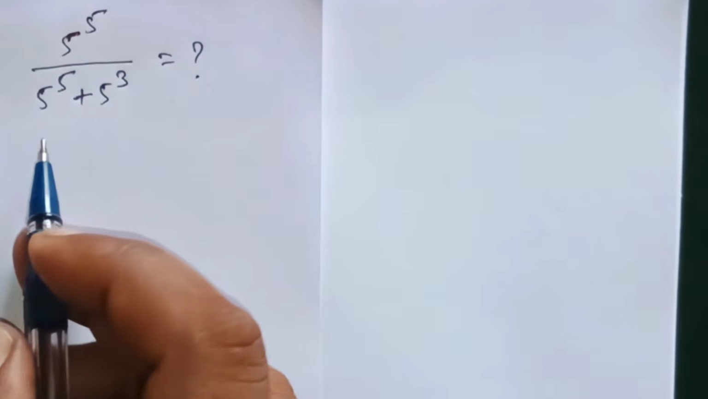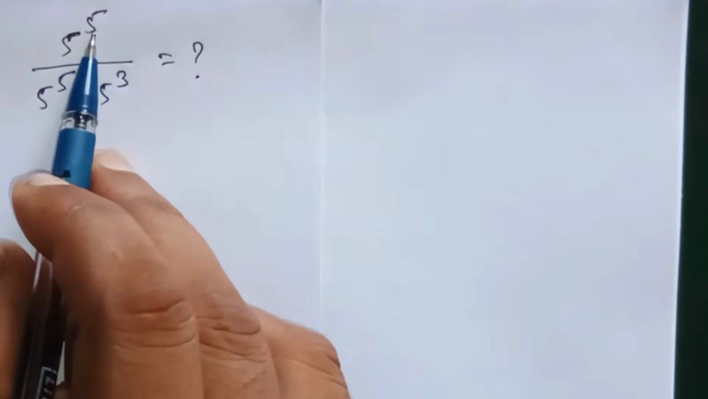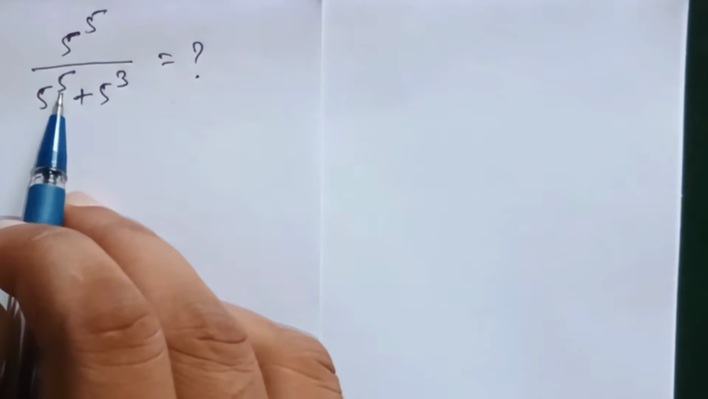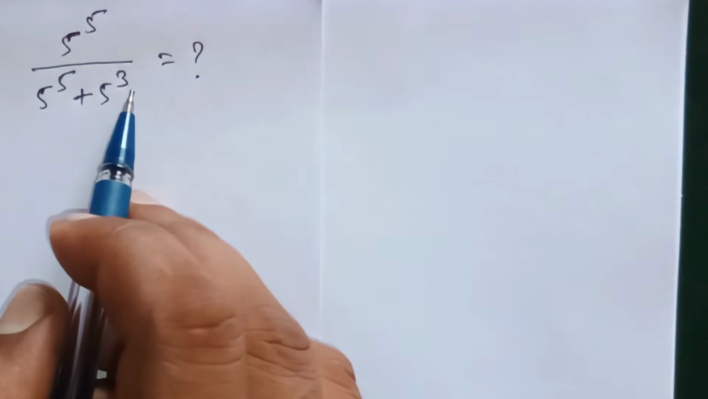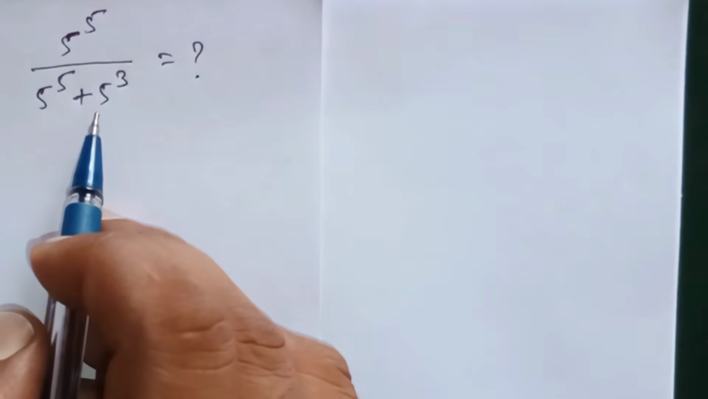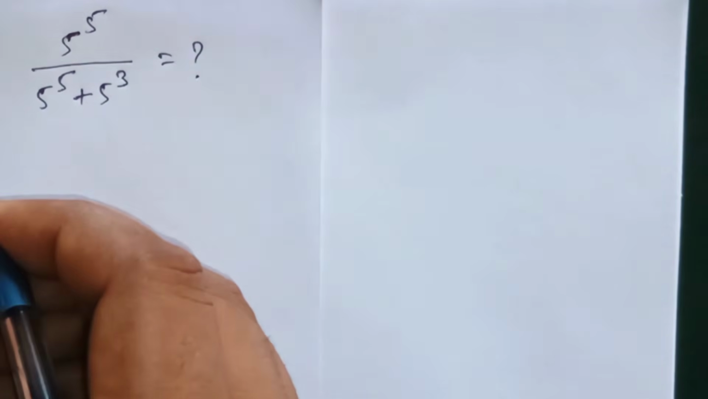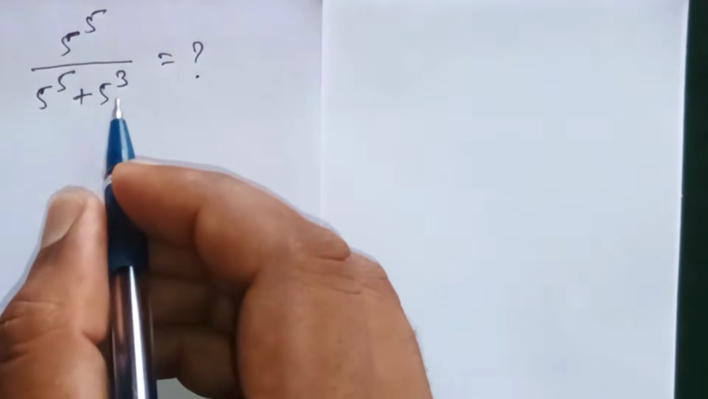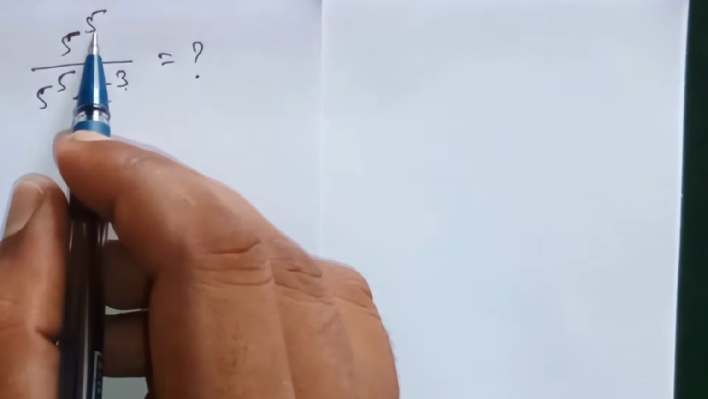Let's start the solution. Here the question is telling 5 power 5 divided by 5 power 5 plus 5 power 3. We want to find the value of this radical math problem. First of all, see here 5 power 3, here 5 power 5.